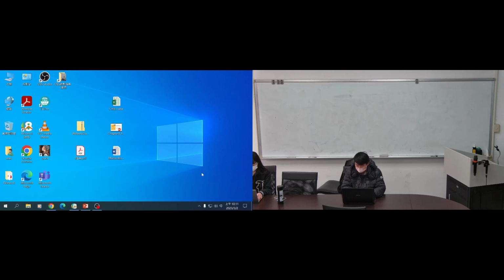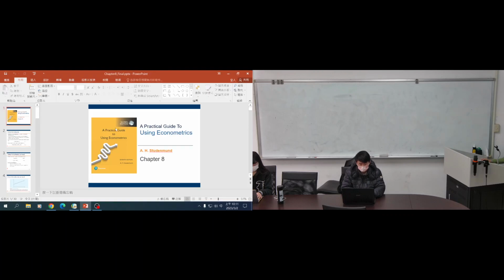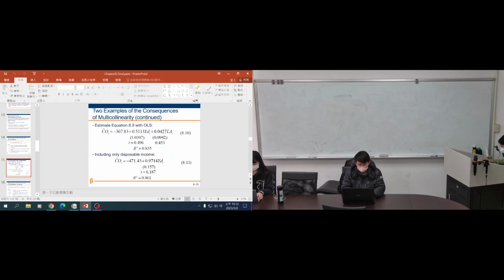Okay, I think we talked about the nature problem of multicollinearity last week. So I'm going to use one of the examples shown in the textbook. At the same time, I do have some PowerPoint, and you may also look at the PowerPoint. Then let's talk about this. All right, and this is the data set.